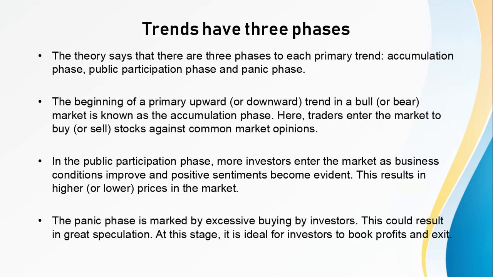Now let's look at the next principle, that trends have three phases. The theory says that there are three phases to each primary trend: accumulation phase, public participation phase, and panic phase. The beginning of a primary upward or downward trend in a bull or bear market is known as the accumulation phase. Here, the traders enter the market to buy or sell stocks against common market opinions. In the public participation phase, more investors enter the market as business conditions improve and positive sentiments become evident.